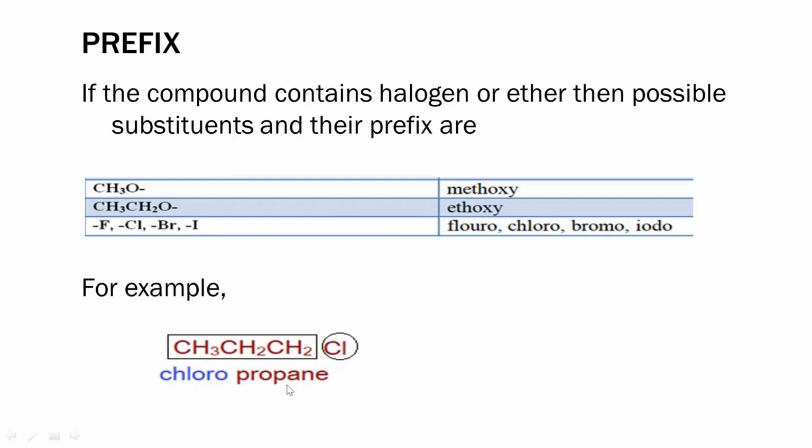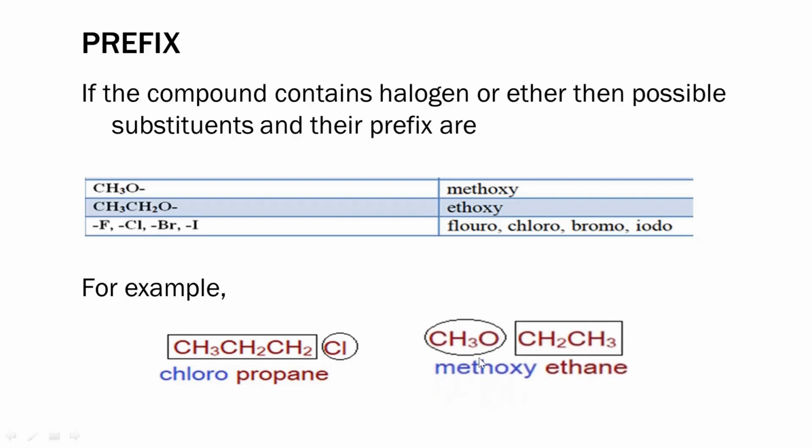For 3 carbon we use prop. For single bond we use ane. Here we have CH3O, CH2, CH3. So by using the longest chain rule, CH3, CH2, CH3 gets the priority. That's why this acts as a parent chain. And for 2 carbon we use eth, for single bond ane, and OCH3 becomes the substituent, and for OCH3 we use methoxy. That's why the name is methoxy ethane.